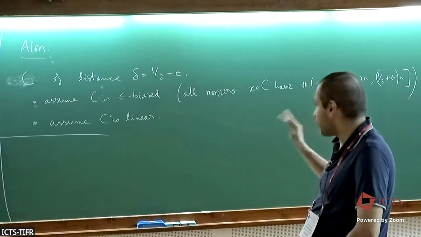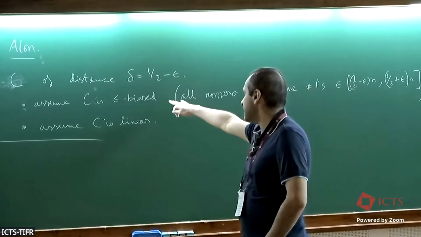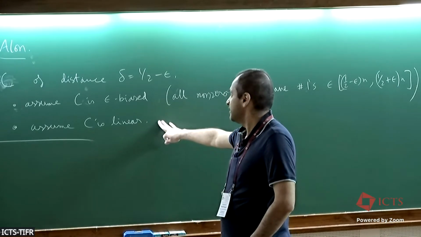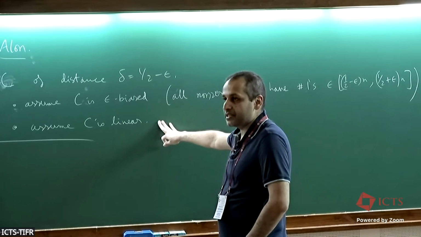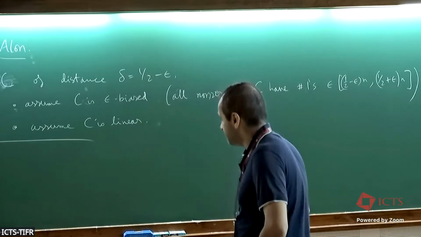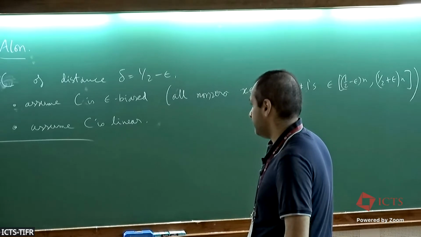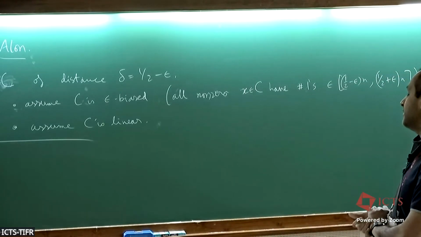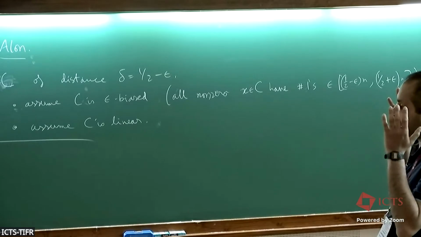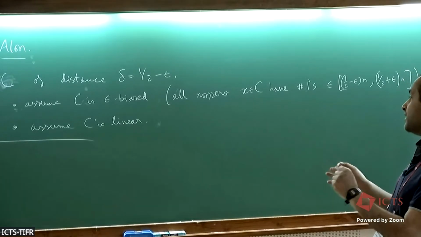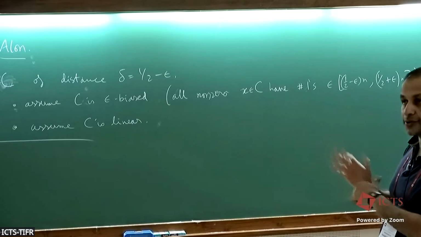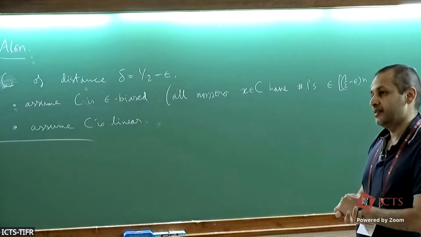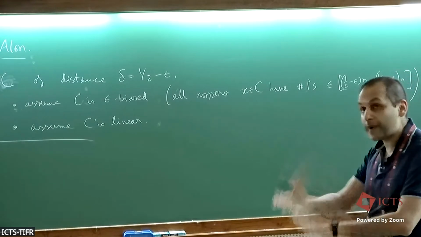Questions about this? Now we're going to show that if you have a code which is epsilon biased and linear, then its rate must be at most epsilon square log 1 over epsilon. To do this, I'm going to set up an expander graph that captures the fact that this linear code has good distance, or good bias. The bias of the code will translate into the expansion of this graph.